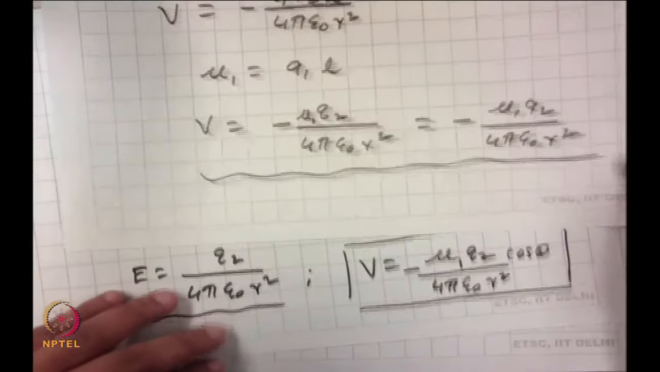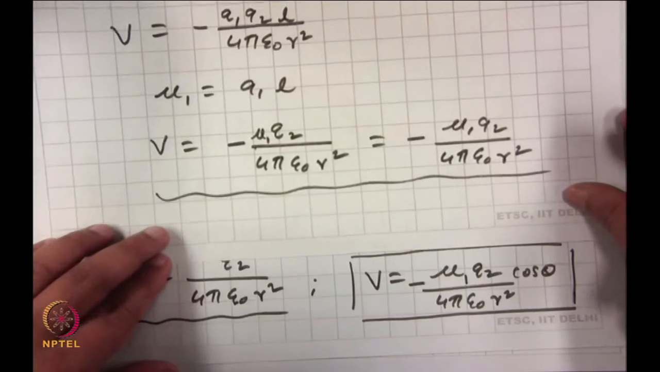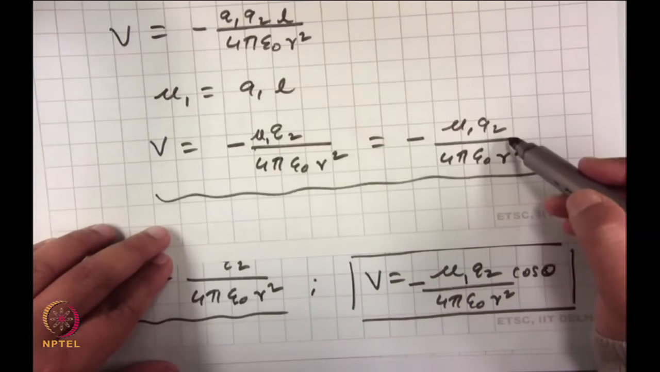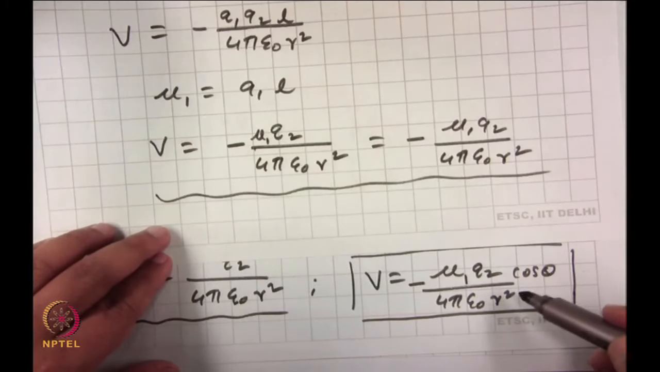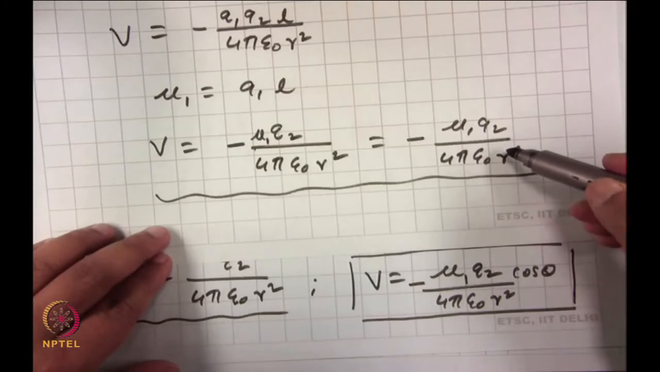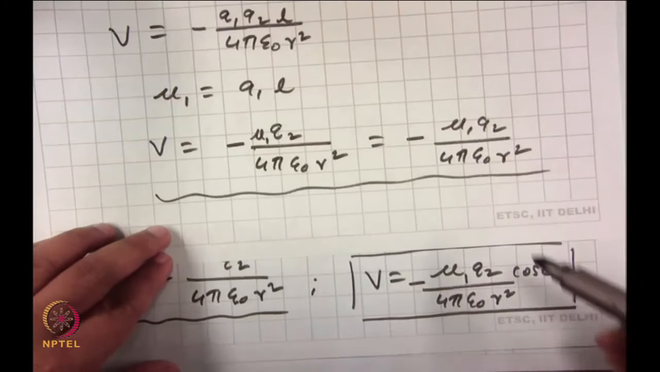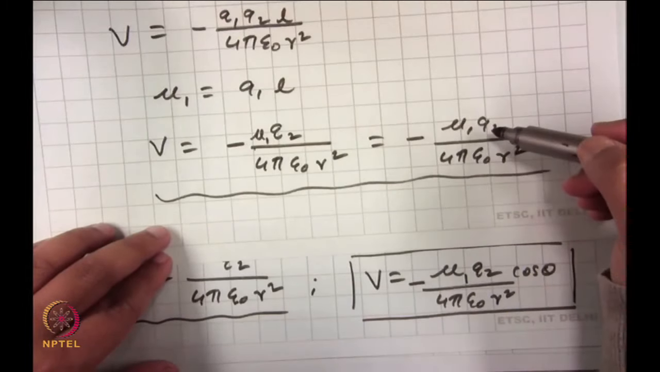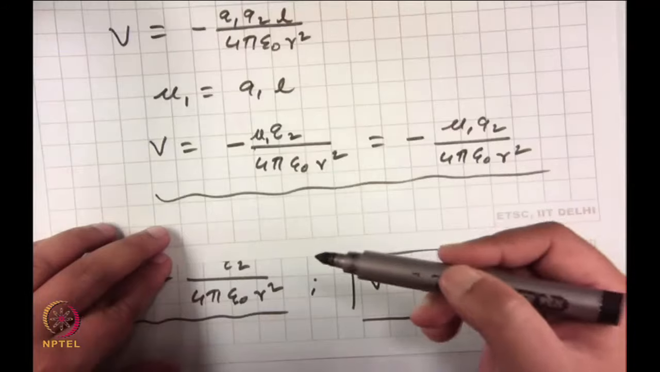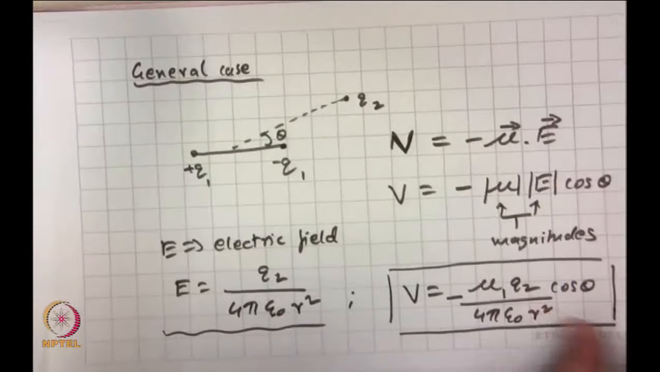So now if you look at these two, this is what we derived for a collinear geometry, and this is what we are now deriving for any general angle, theta can be anything. Under what conditions will this one reduce to this? If theta is equal to 0, cosine of 0 would be 1, and hence this would go to this, and that is what we had started with. Good.